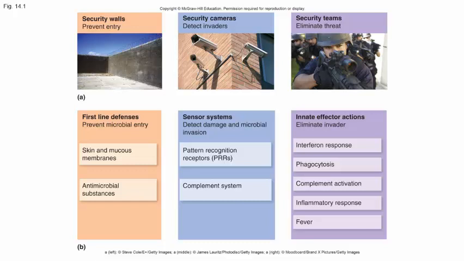Effector actions. These are tailored responses to different types of invaders. This is where you're going to see the use of interferon, which is produced by infected cells, warning neighboring cells of the viral infection. Phagocytes, upon alert, collect at sites of infection, and basically what they'll do is consume invaders. Complement protein activation recruits phagocytes and labels invader cells to be consumed.